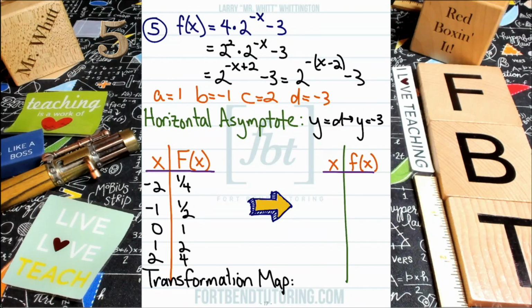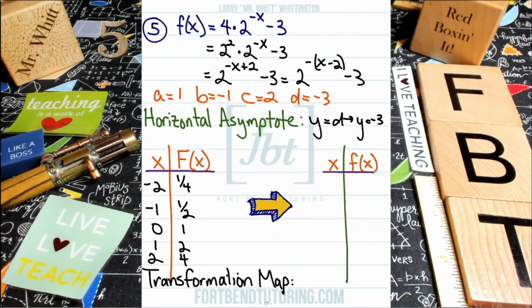So we'll come up with a transformation map based on the transformations that are occurring. To spell those out for you, we'll definitely have a reflection across the y-axis, a horizontal reflection. You're going to have a horizontal shift 2 units to the right, and you're going to have a vertical shift 3 units down. All right.